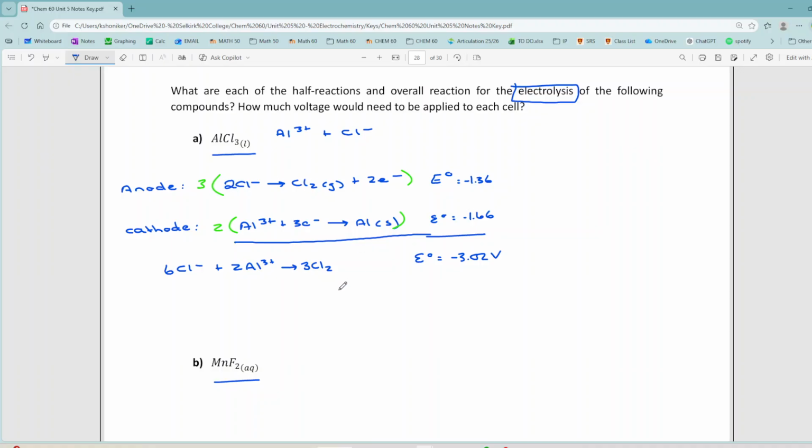All right, so 3 chlorine gas and 2 aluminum solid. So that would be my overall reaction. My overall cell potential is negative 3.02. So therefore, at least 3.02 volts must be applied. Awesome. Okay, try the next one.